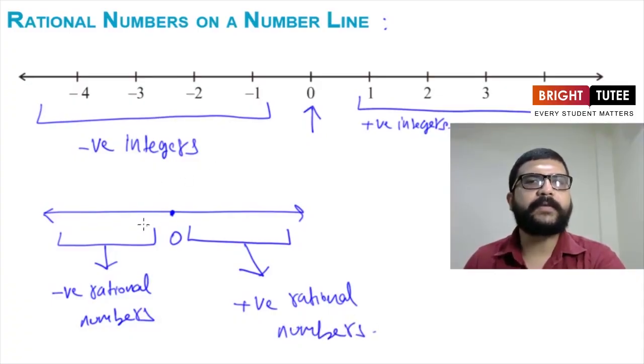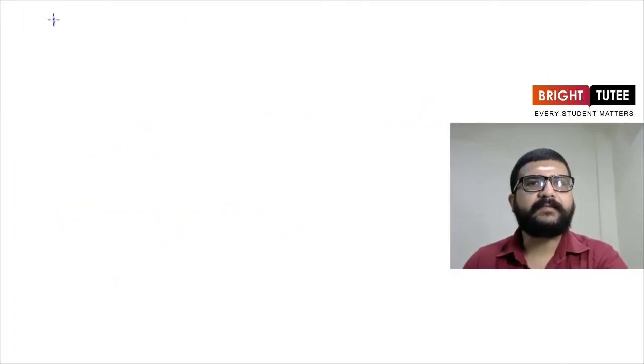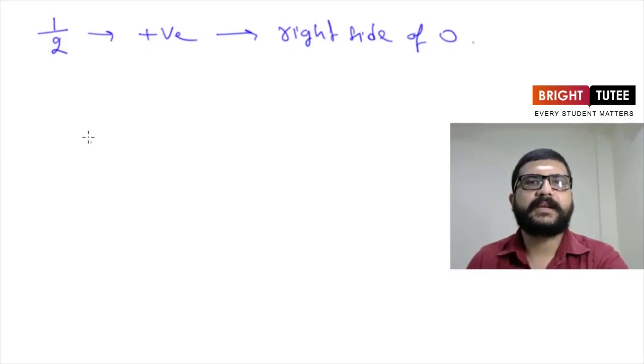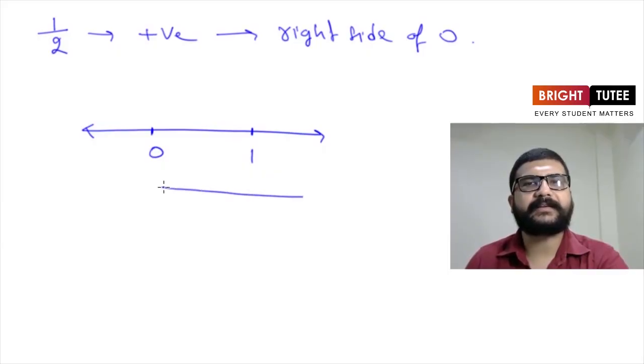Now the thing is how we can plot a rational number. So let's start with an example. Let's say we are trying to plot 1 upon 2 on the number line. First of all, 1 upon 2, is it a positive rational number? Yes, it is a positive rational number. So it will lie on the right side of 0. So suppose we have a number line like this, let's say somewhere here is 0 and here we have 1. So this number will be on the right side of the 0. So it will be somewhere here.